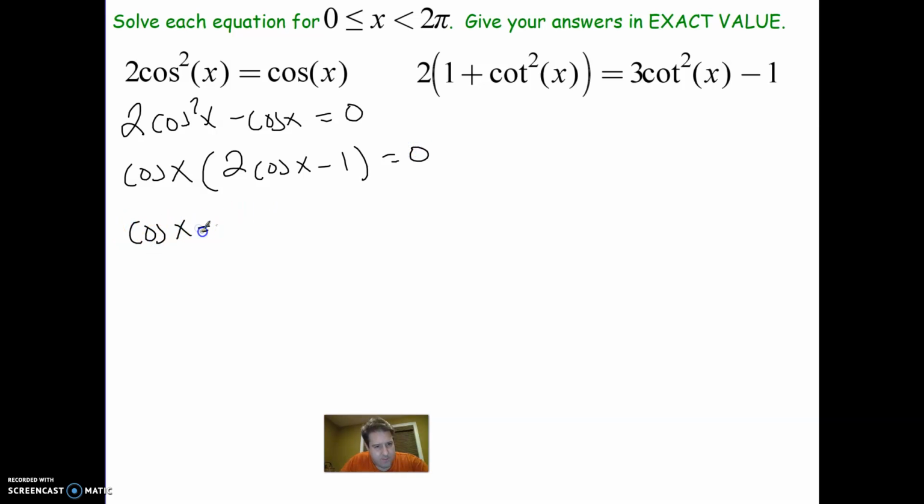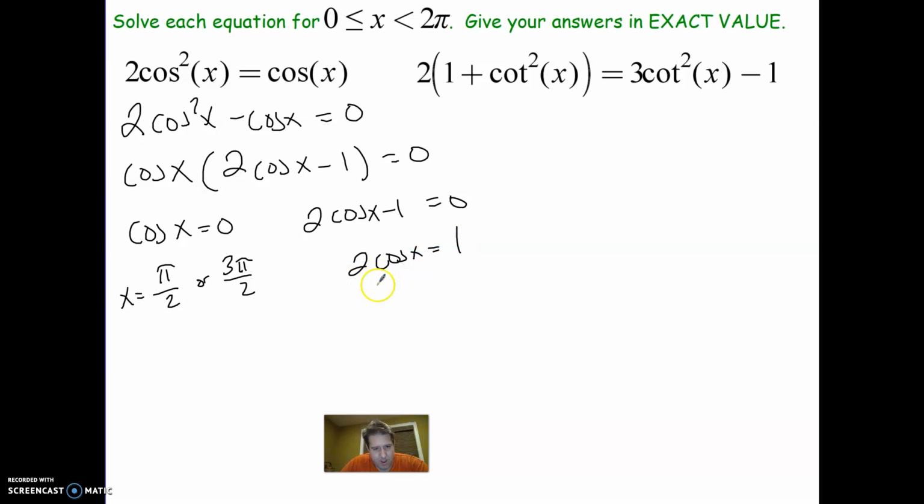When can cosine of x equal 0? That's either at pi over 2 or 3 pi over 2. So at both 90 degrees and 270 is when it's going to have an x of 0. And then over here we have 2 times cosine of x minus 1 equals 0. Add 1 to both sides, you get 2 cosine of x equals 1. Divide both sides by 2 and you get cosine of x equals 1/2.